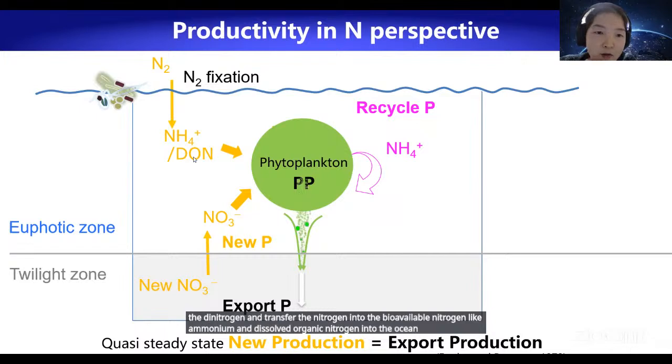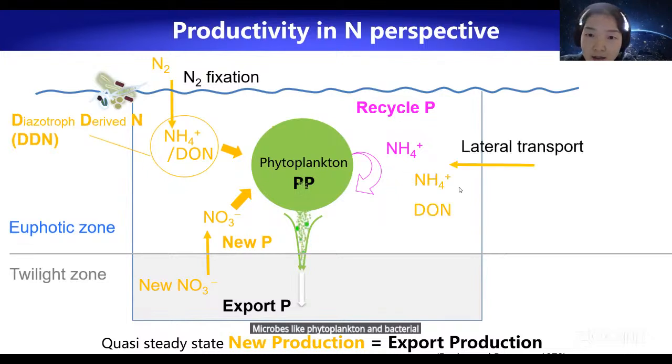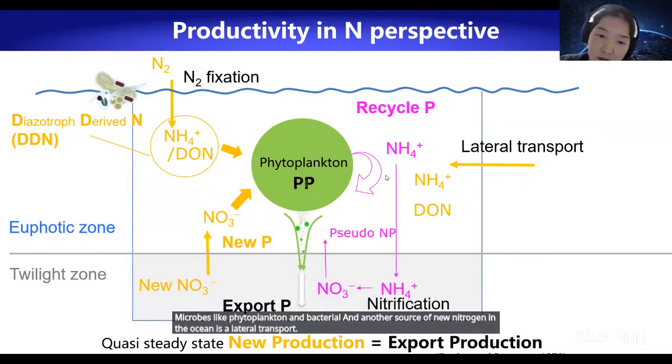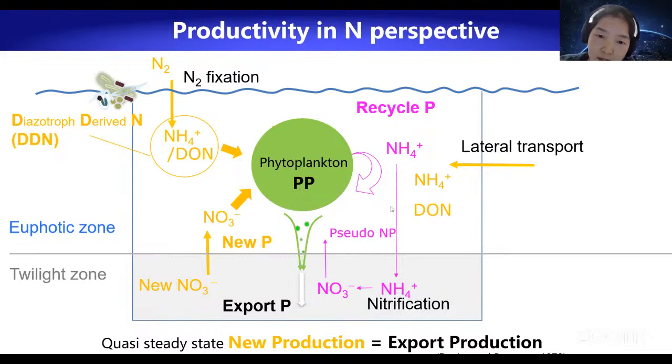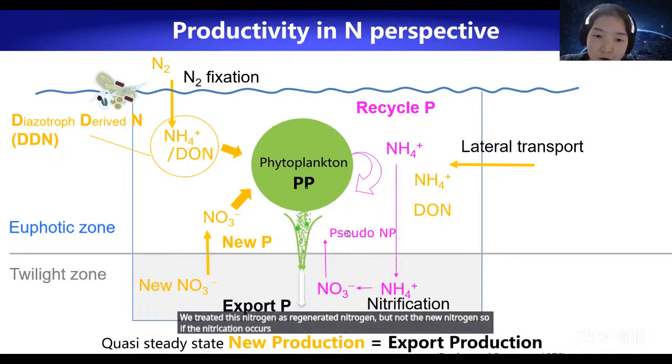And this bioavailable nitrogen can be consumed by other microbes like phytoplankton and bacteria. And another source of new nitrogen in the ocean is lateral transport. In the sunlit ocean, another process, nitrification, converts the recycled ammonia into nitrate. We treat this nitrogen as regenerated nitrogen, but not new nitrogen. So if nitrification occurs in the euphotic ocean, we call this nitrogen regenerated production, but not new production in the euphotic ocean.